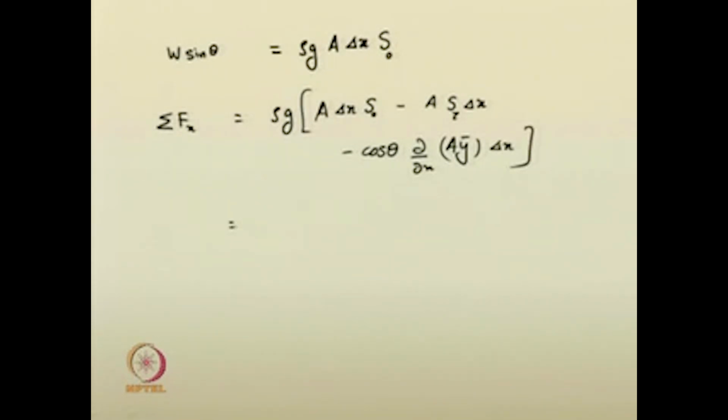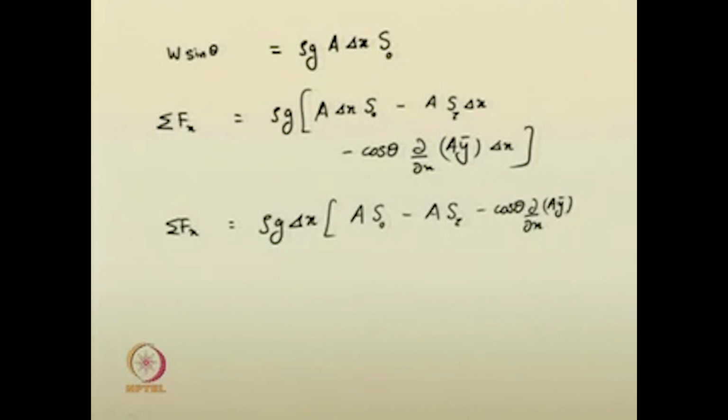So, again rearrange the terms here. You will see what you can get now. Sigma Fx, simplify all the terms. You will get a very good expression now: rho g del x, A into S 0 minus A into S f, minus cos theta dou by dou x of A y bar. So, dou by dou x of A y bar, we have already seen that earlier. Substitute those quantities now, what will you get?